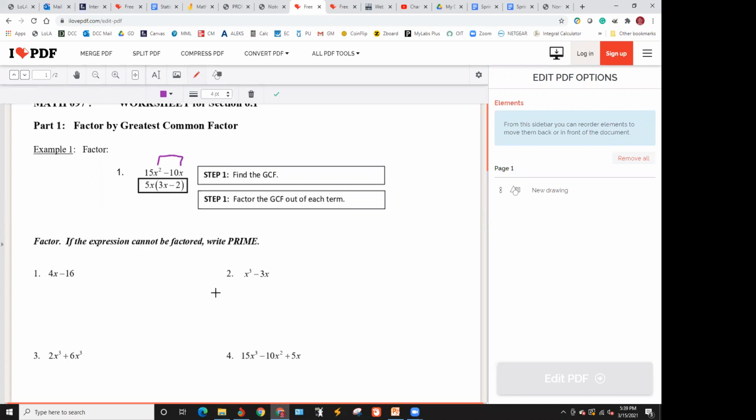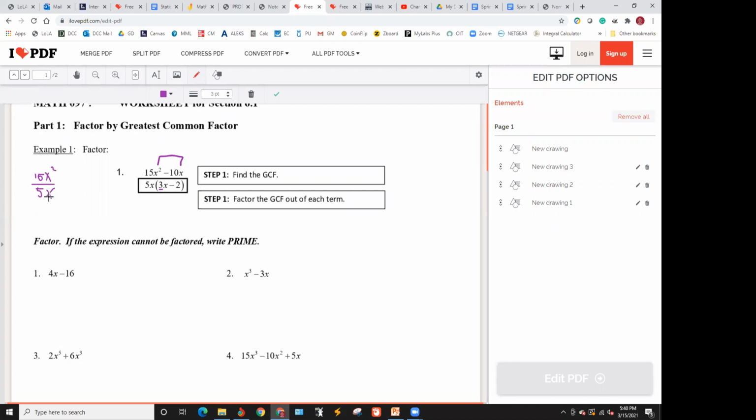Now, this is where you can go back to division, because you remember division and multiplication undo one another. So if we were to just look at 15x squared divided by that 5x, well, 5 goes into 15 3 times right there. And x divides into x squared, because this is a 1. 1 from 2 just leaves x single, and that's that right there.